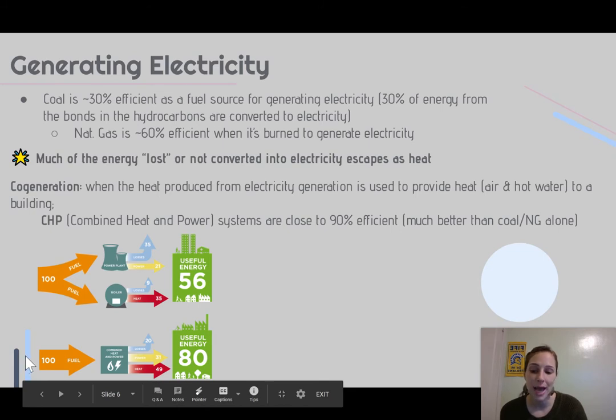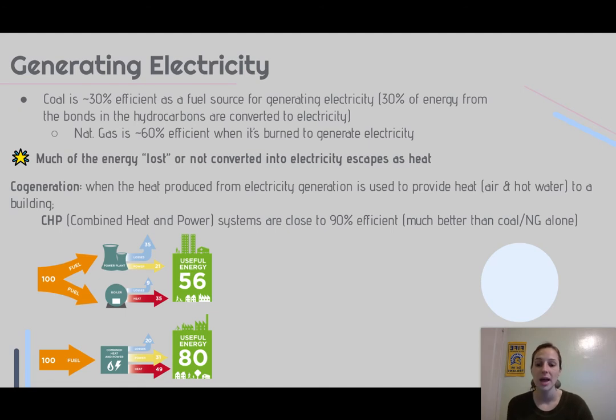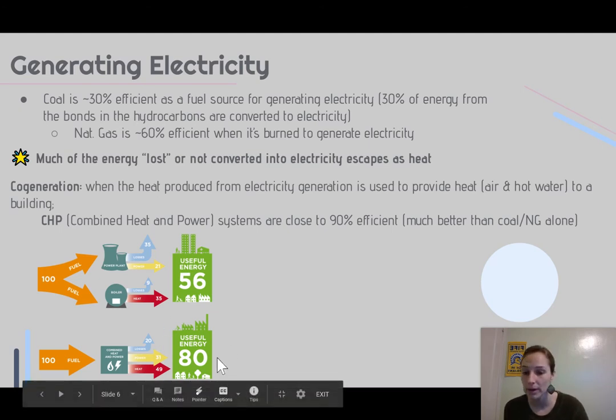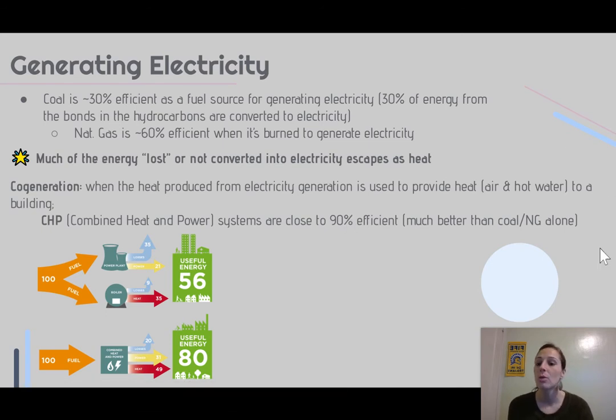Now, if instead you were to use a combined heat and power system, this fuel that goes into power, you can also harness the heat that's being released and use it to warm buildings, which makes it a much more efficient system. So this is a way where we could make combustion of fossil fuels more efficient for multiple purposes.